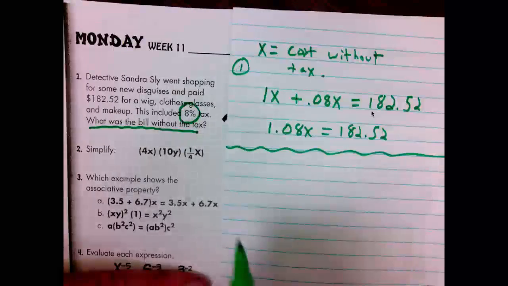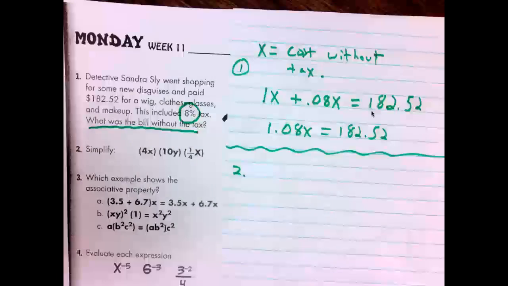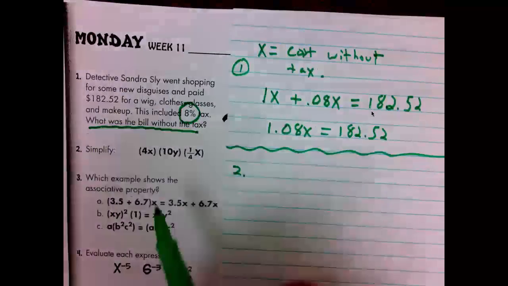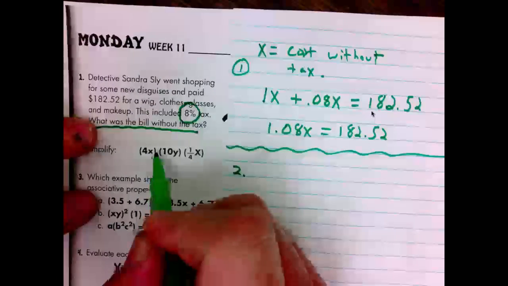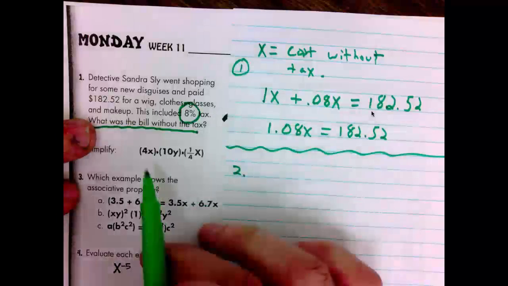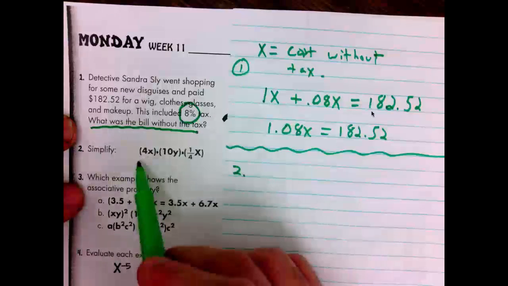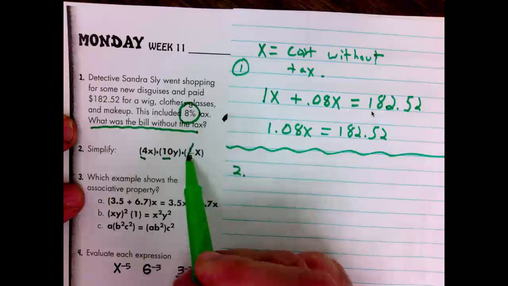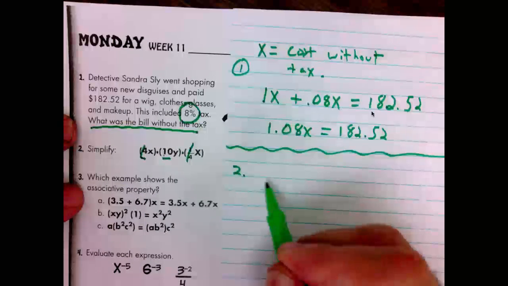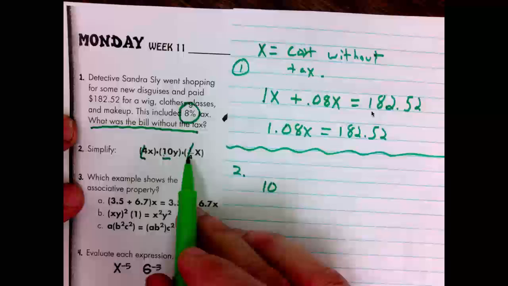Number 2. Simplify these terms. Well, they're connected. We know that they're multiplied. Well, first we can simply multiply these coefficients. 4 times 10 is 40 times 1/4 is 4. It's like the 1/4 and the 4 cancel to leave 10. 10 is the product of all the coefficients.